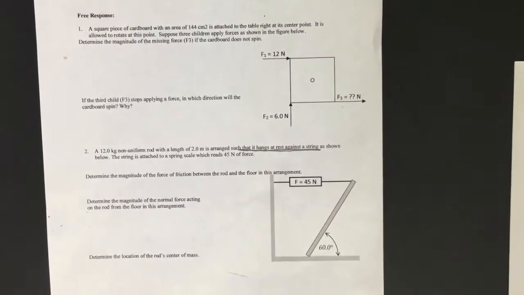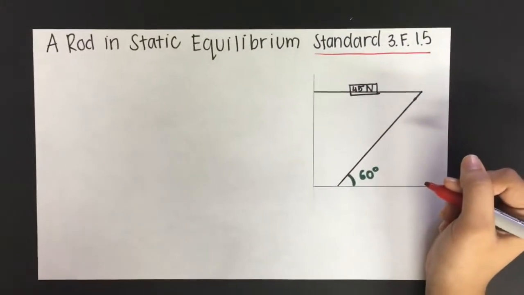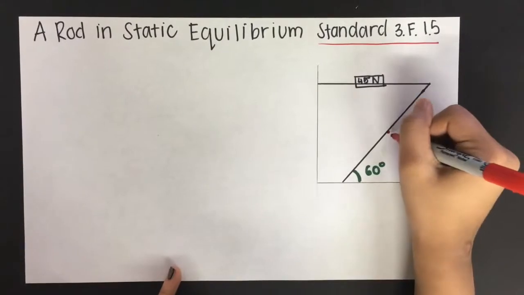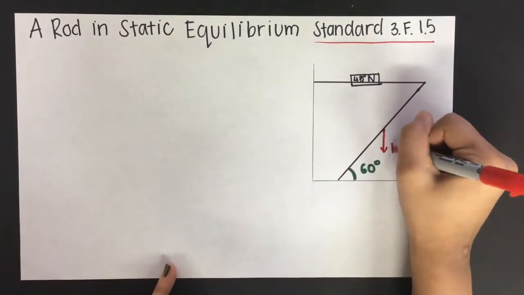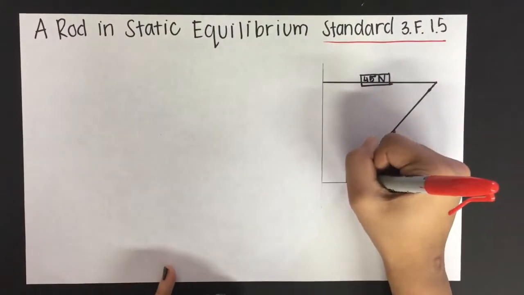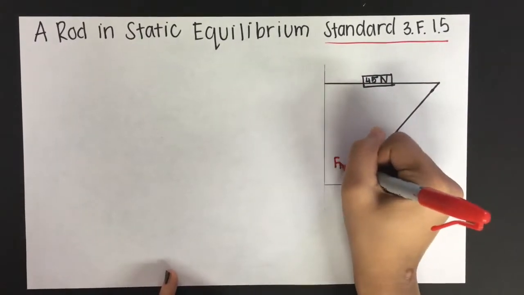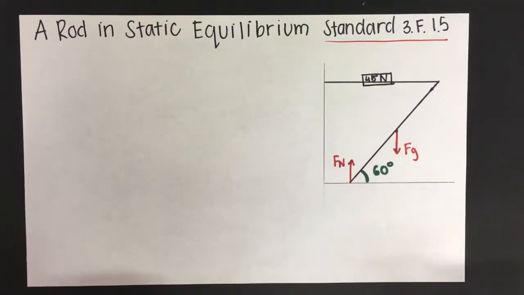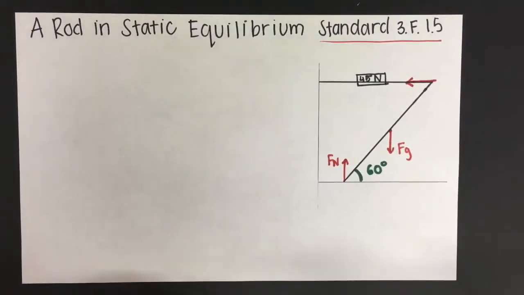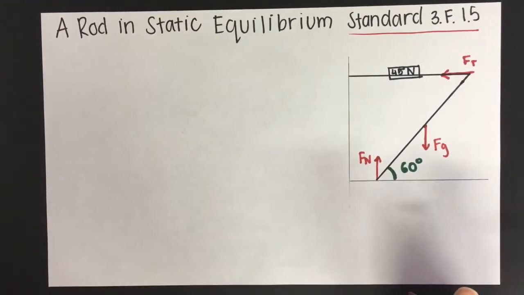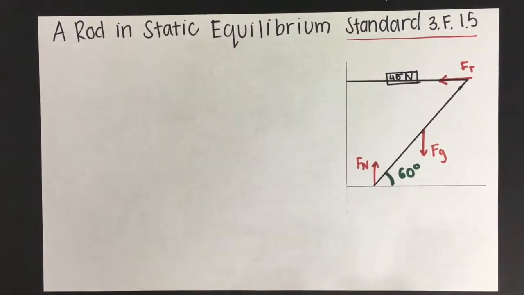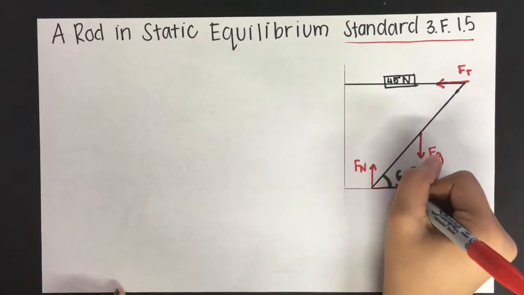So in order to solve this problem, first we need to make a free body diagram. The first force is the force of gravity, which originates from the center of mass and goes straight down. The next force is the normal force, which originates from the ground and goes straight up. The third force is the force of tension, which originates from this point and goes straight to the left. And the final force is the force of friction. Without the force of friction, the ladder would probably move to the left. Since the force of friction opposes the motion, the force of friction will be going to the right.